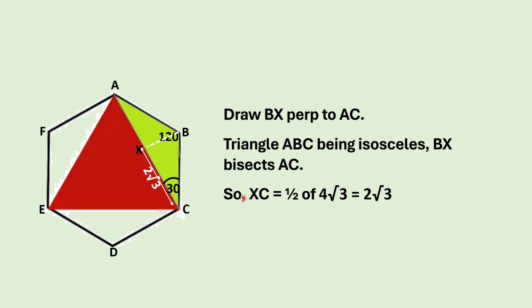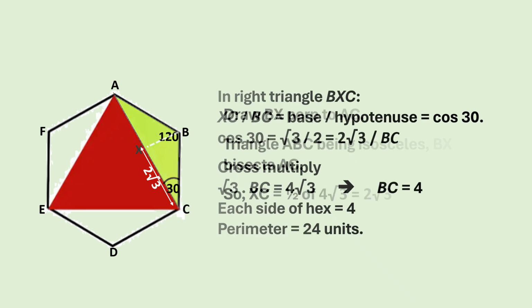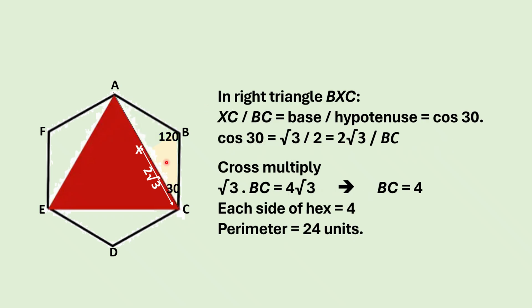AC was 4 root 3. So half of that, XC, will be 2 root 3. So we have a right angle triangle where the base is 2 root 3, and this angle is 30, as we calculated. So consider the blinking right angle triangle BXC. You can see the triangle blinking.